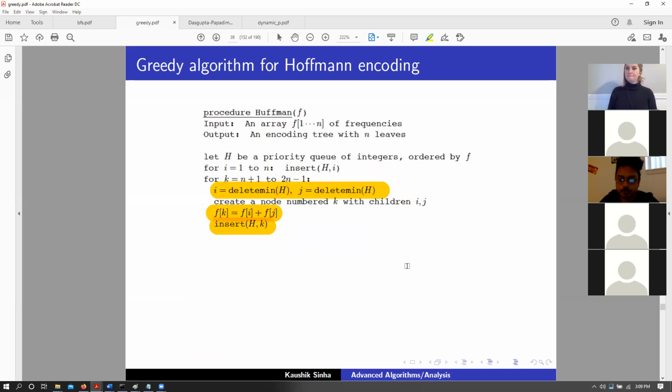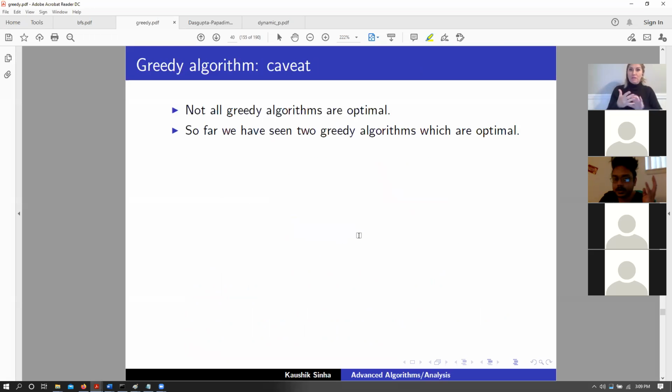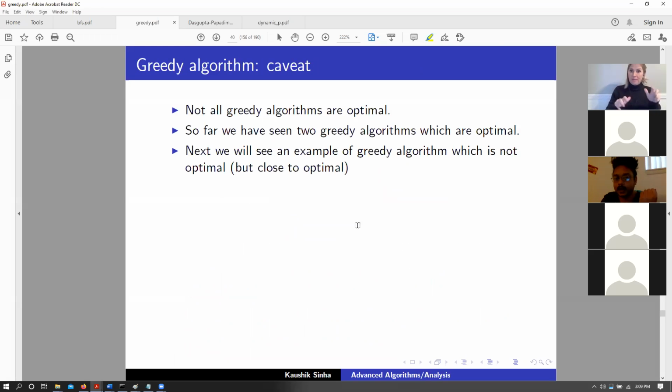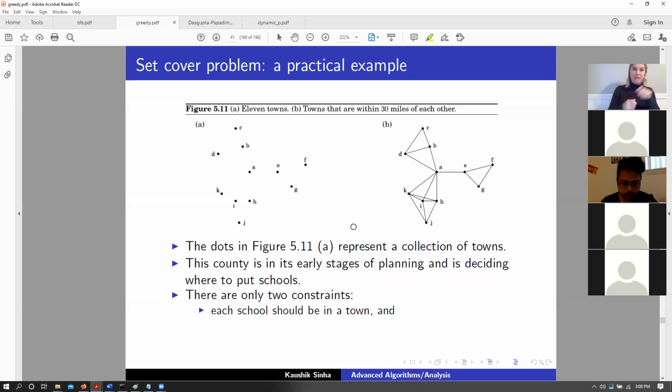Okay. So all the algorithms we have looked at so far are greedy and are optimal, but the next algorithm that we are going to look at is again greedy, but it is not an optimal solution. So let's look at the particular problem. Let's say that we have this set of vertices, right? So A, B, C, D up to something. So we have these dots.